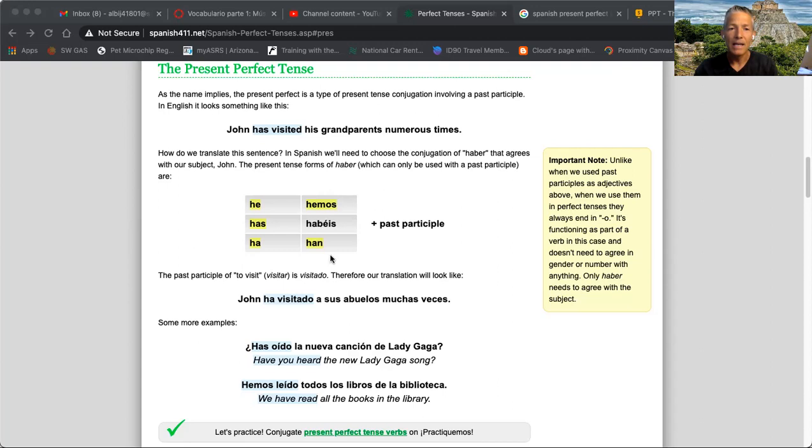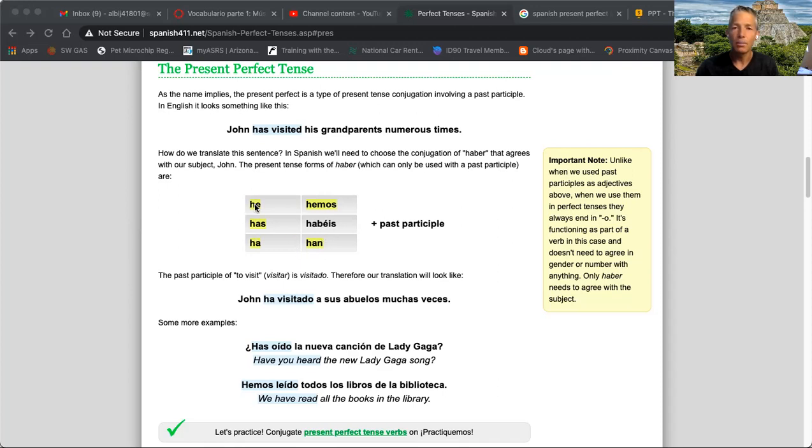So the verb haber is conjugated in the following way. Yo he, I have. Tú has, you have. Usted, él, ella, ha. You, he or she has. Nosotros, nosotras, hemos, we have. Vosotros, vosotras habéis, you all have in Spain. Y ustedes, ellos, ellas, han, you all have and they have.